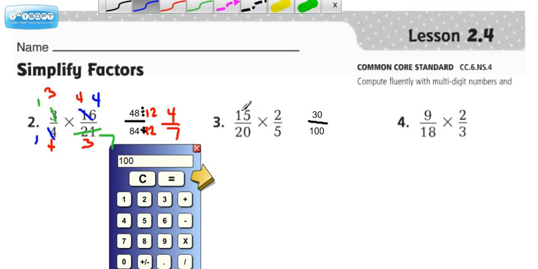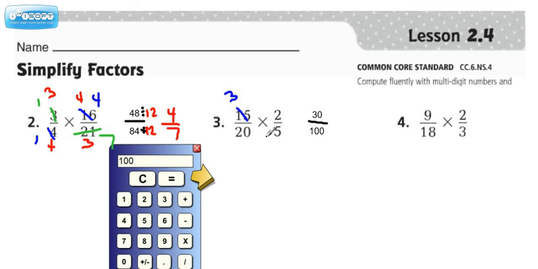All right, 5 is a common factor of this number and this number. So how about we divide by 5? This divided by 5 would be 3. This divided by 5 would be 1. Now 2 is a common factor that this numerator and this denominator share. So let's divide by 2 and get 1. Divide by 2 and get 10. Now if we do 3 times 1, we're going to get 3. And if we do 10 times 1, we're going to get 10.